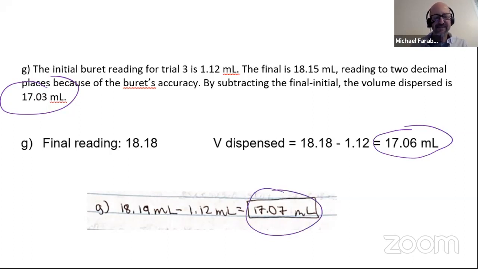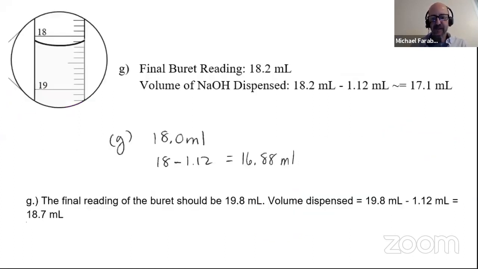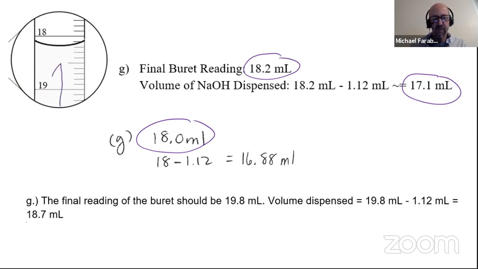All right, so misconceptions. Rounding off to the 10th place instead of the 100th place. Calling the volume 18.0, we know that the volume is definitely below 18 on the burette, so 18.0 is not a good reading of the burette. And this person read it from bottom to top and said it was 19.8. So again, those are some misconceptions.